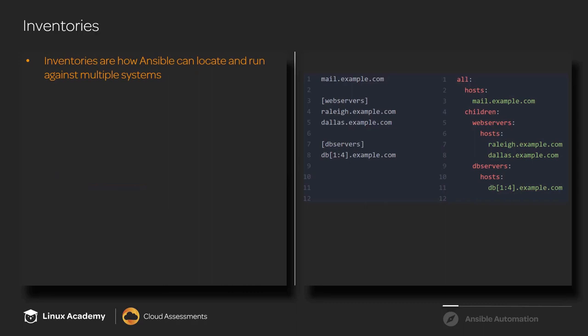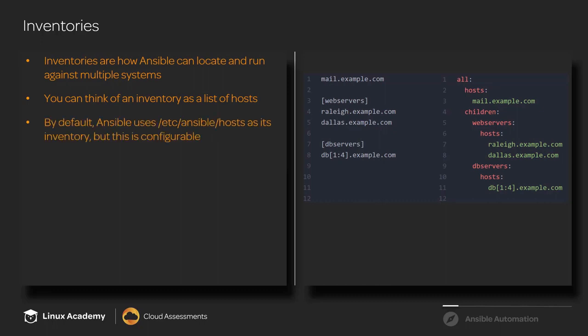So first, let's talk about inventories. Inventories are how Ansible can locate and run against multiple systems. As you'll see in the screenshot included, there are two examples of how we can actually present inventories to Ansible. This screen clip is actually from the text editor Atom, which is what I prefer to use when I'm working on various YAML files.